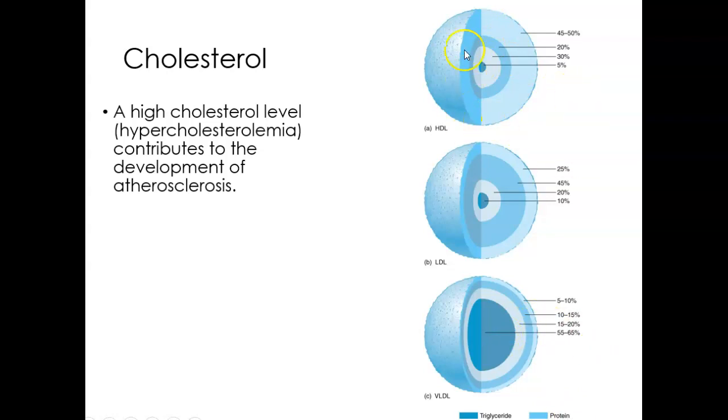So this is the good one, and you can see that it has more, let's see, what color is that? Is that the protein? It has more protein and the least amount of triglycerides, whereas the very low density lipoprotein has the most triglyceride, very little protein, very little cholesterol, and very little phospholipid, and then a ton of triglyceride. So this is the one that you probably wouldn't want that much of.